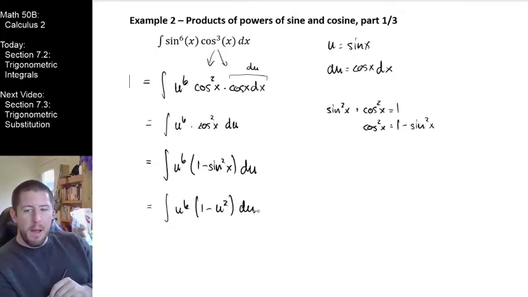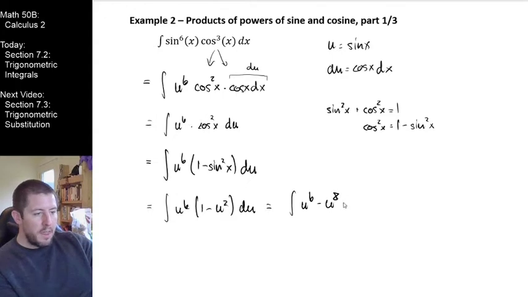And now I'm pretty happy about this. Now I have converted this trig integral with powers of sine and cosine into just a polynomial integral. So this should be pretty easy for us to knock out now. Looks like we got a u to the sixth minus u to the eighth du, which is going to give me 1/7 u to the seventh minus 1/9 u to the ninth. And all we got to do is plop back in our sine, and we are all good to go here.